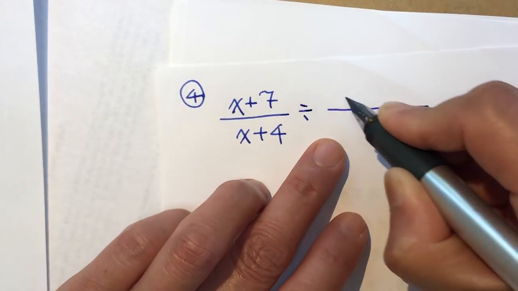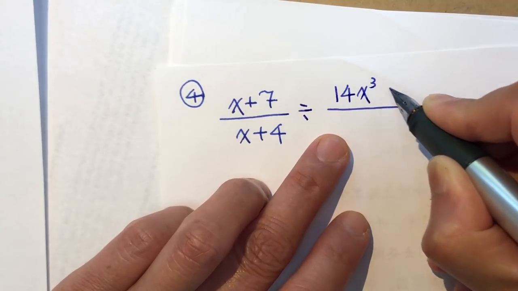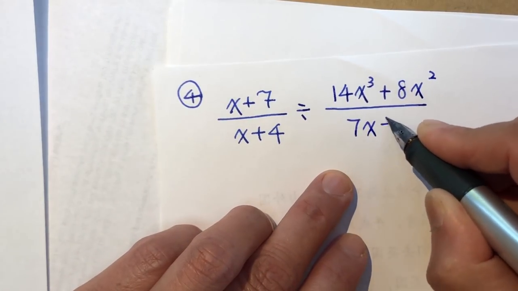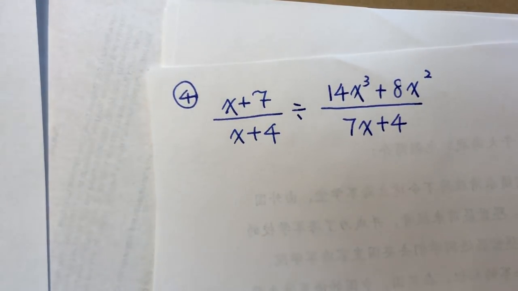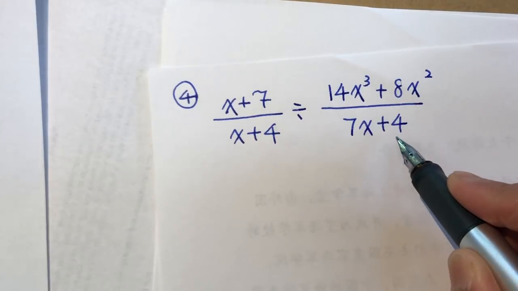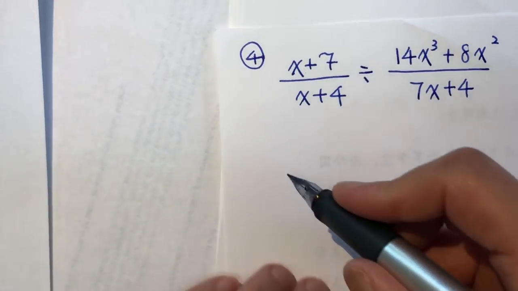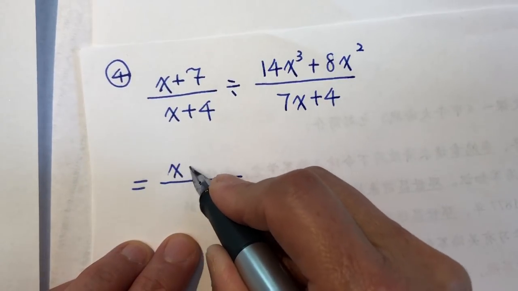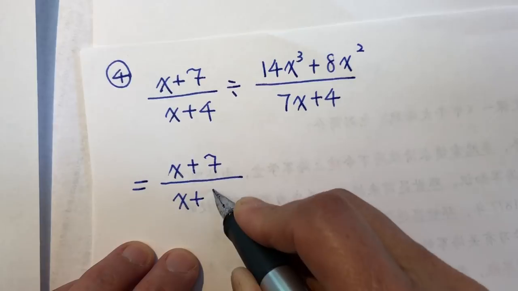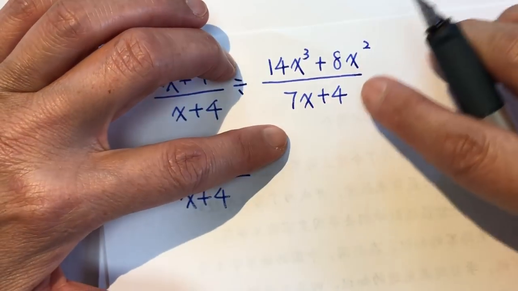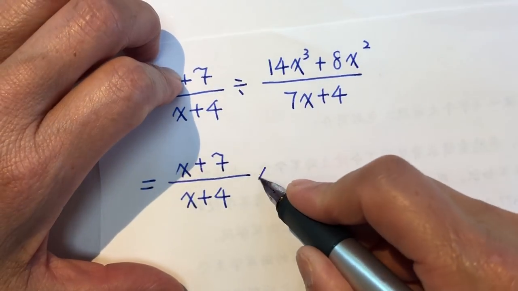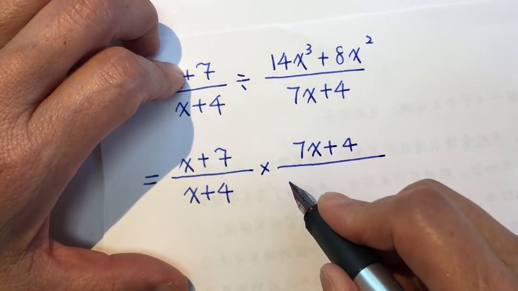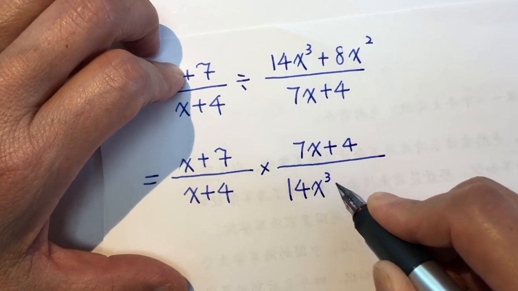Divided by 14x cubed plus 8x squared over 7x plus 4. I see something. 14 and 8, 7 and 4. Times 2. Okay, let's move on. The first part we will not change because it looks decent and elegant. Not so complicated. And you divide a number equal to multiply its reciprocal. So I can do it a little bit faster, but I choose to do it slowly. You know, sometimes I'm smarter than this.